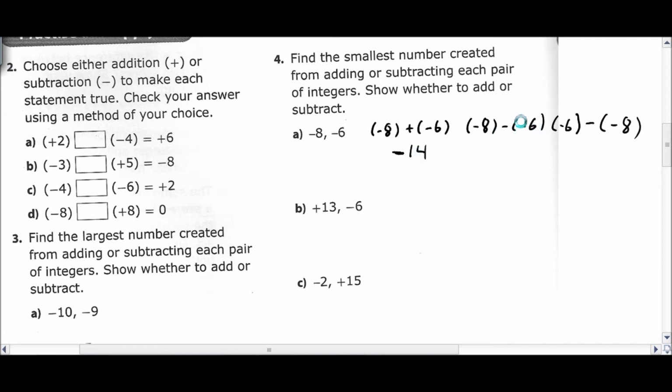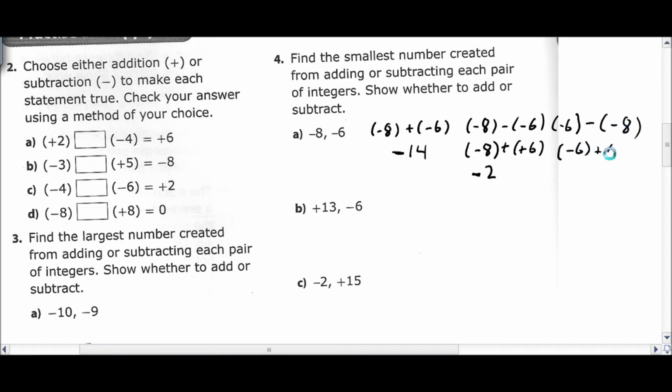-8 take away -6. We're going to rewrite this as an addition statement. So -8, we're going to change the subtraction to addition, and we're going to add the opposite of -6. The opposite integer is +6. So we got -8 plus +6. We apply the rules of addition. Signs are different. Therefore, we subtract and we keep the sign of the one with the larger absolute value, which in this case is 8. So we go negative, and we subtract. 8 take away 6, we get 2. So it's -2.